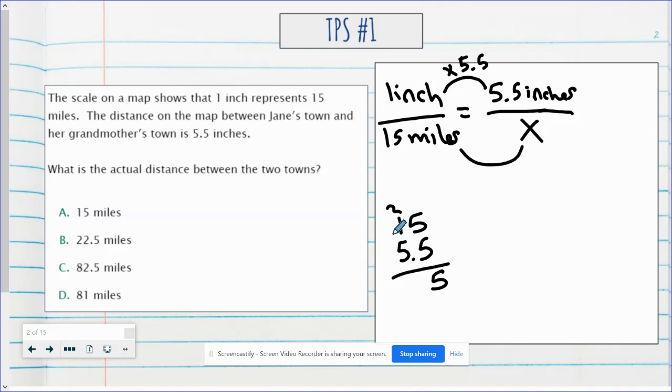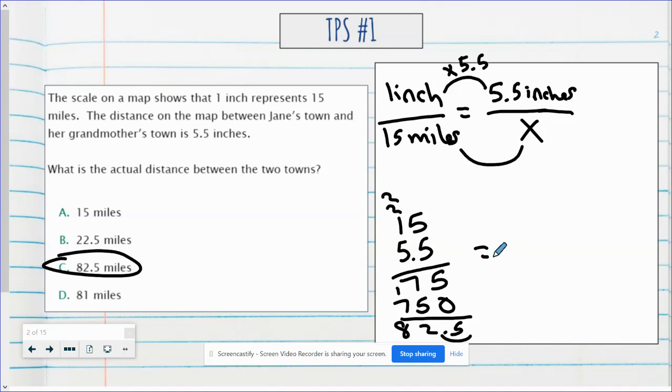5 times 5 is 25. 5 times 1 is 5, plus 2 is 7. 5 times 5 is 25. 5 times 1 is 5. Again, plus 2 is 7. Add it all up. And remember, we need to do our scoop, so that would be 82.5 miles.